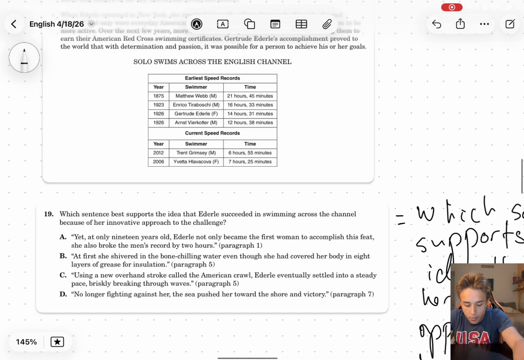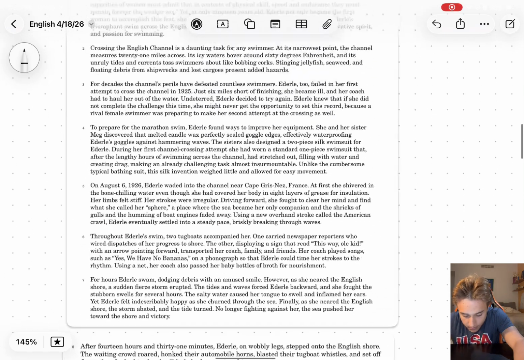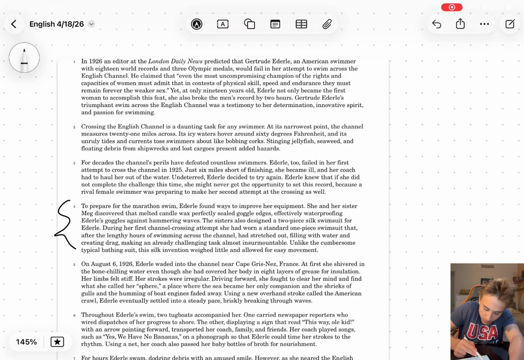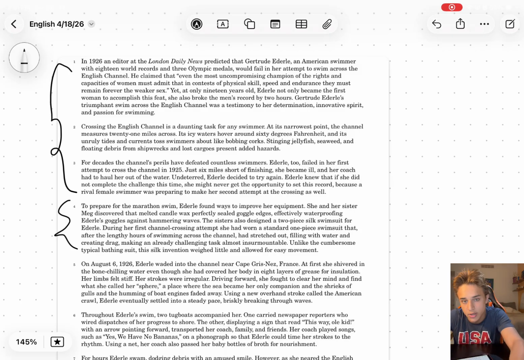So now we're going to look back to the passage. It talks about a lot of ways that she prepared. She first improved her equipment. It talks here about how she covered herself with grease, and she sealed her goggles, and she designed a new bathing suit so that would help her swim. Before it's talking about past swimmers, so this is probably not really related to her swim.